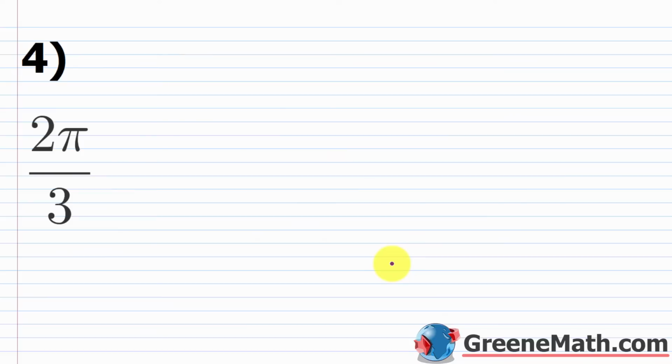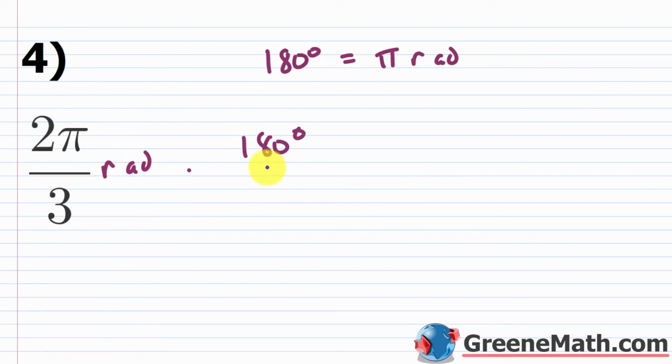Okay, let's take a look at problem number 4. So here we have 2 pi over 3. And again, let me write out that we have 180 degrees is equal to pi radians. Let me write out the radian right there. And I'll say times, again, we're going to put 180 degrees in the numerator and then pi radians in the denominator.